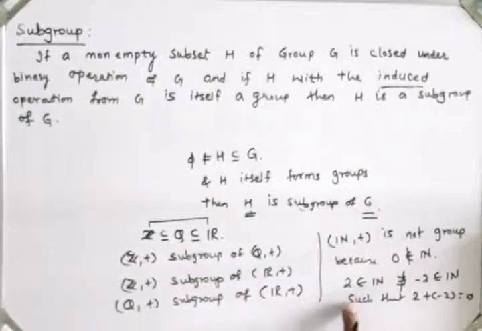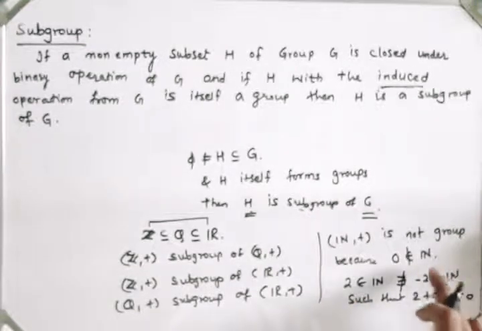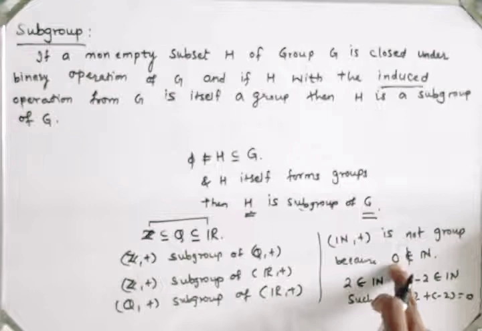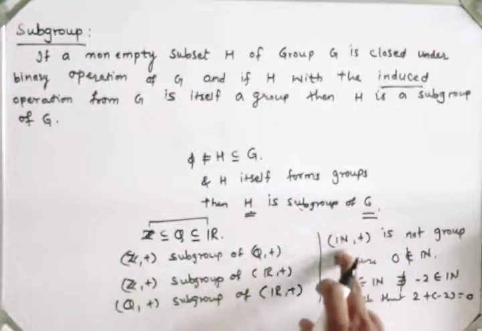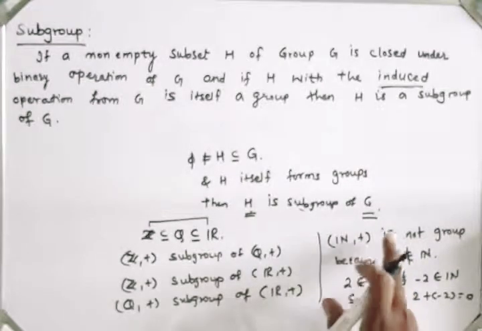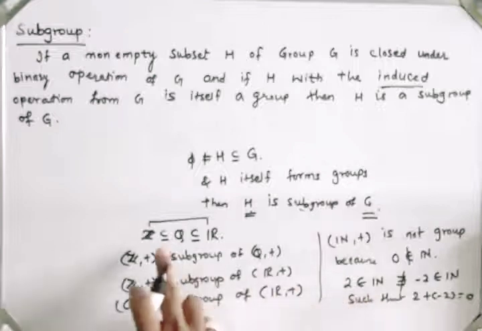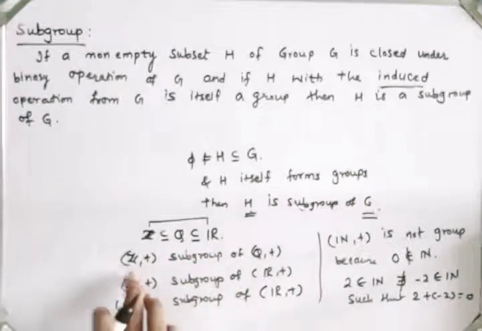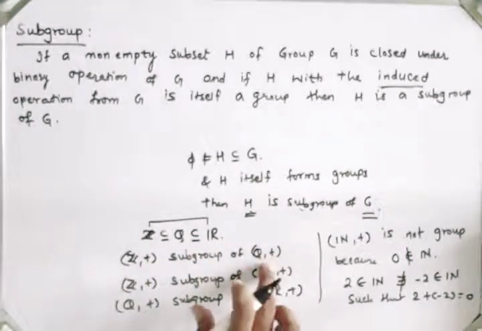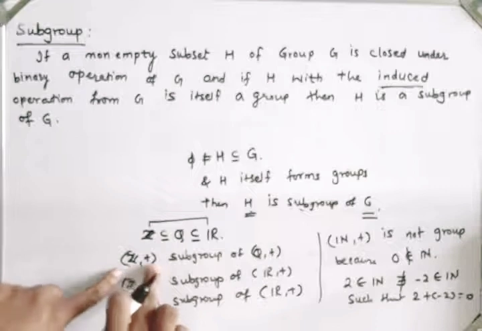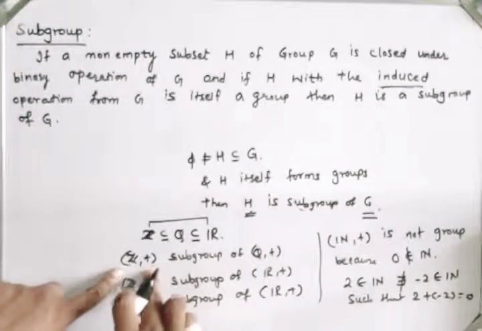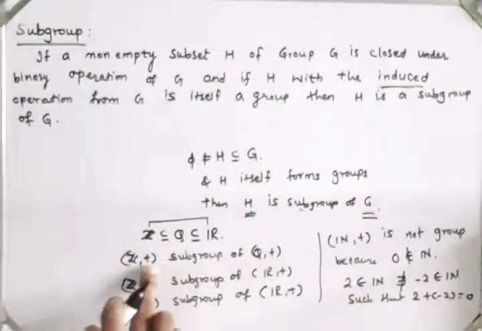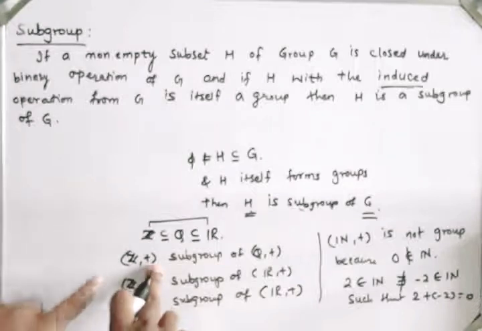So inverse of element does not exist in natural number, and identity element does not exist in natural number. So natural number under addition operation is not a group. So I take only the sets Z, Q and R, set of integers, set of rational numbers and set of real numbers. So Z under addition satisfies all the 4 properties of a group. Therefore Z under addition is itself a group.